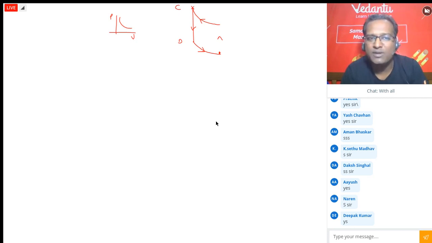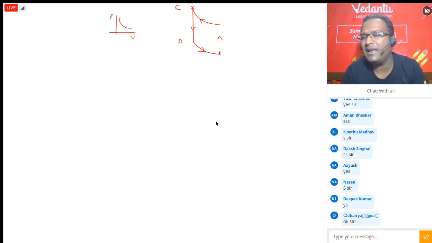B2C is isothermal. C has a lower volume. Lower volume means higher pressure. So the isotherm will have to go up like that. And then C to D is isochoric again. Temperature is decreasing, so pressure is also decreasing. So I come vertically down. I mark anywhere point D.